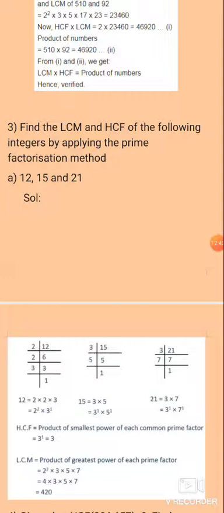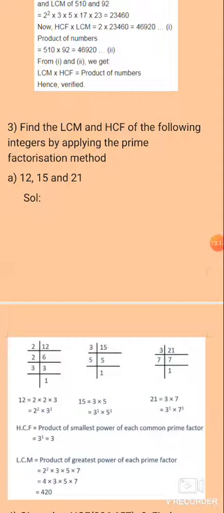Now HCF is what? The highest common factor from these 3 numbers. Here 2, only one, first 12 having 2 square. No other 2. When we consider 15 and 21, no 2 is there. Now consider the next number 3. So 3 is common from all these numbers. So HCF is the common factor from all these 3. Which one is that? 3.